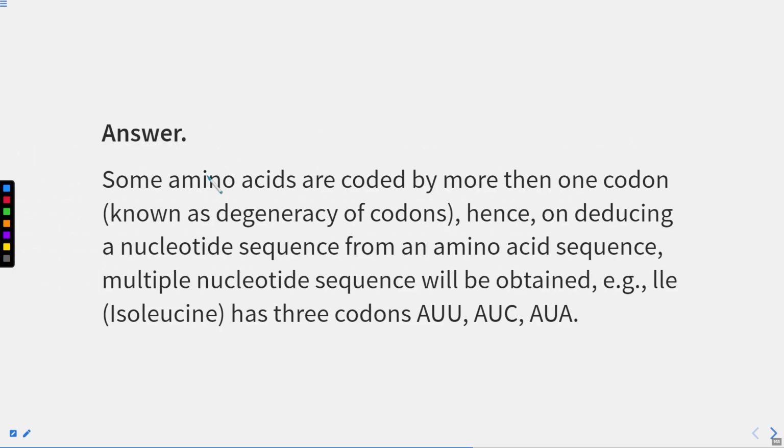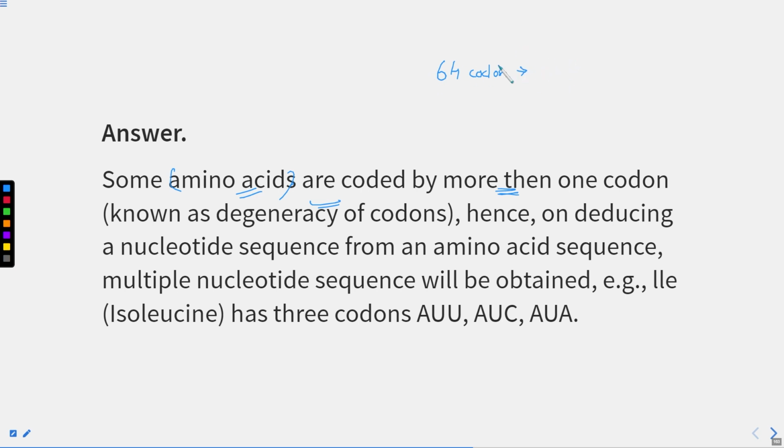Now, let's talk about the answer. Some amino acids are coded by more than one codon. This is known as degeneracy of codons, where more than one codon codes for a single amino acid. So, you know, we have 64 codons. Codons are made up of 3 bases.